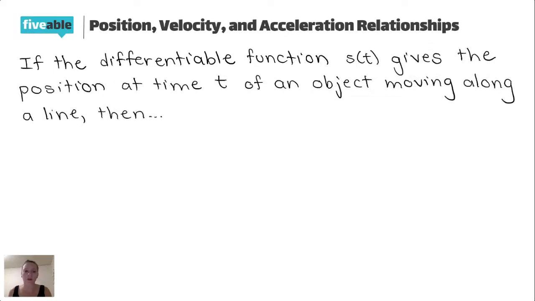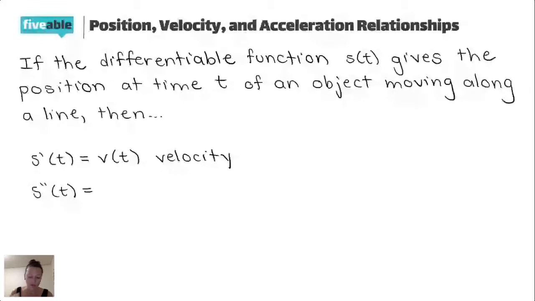then let's talk about our relationships. If we have the differentiable function s of t that gives the position at time t of an object moving along a line, then we can say the following. The derivative of our position function, s prime of t, is going to equal v of t, our velocity. And we can go one step further: if I take the second derivative of my position function, which would be the first derivative of my velocity function, I'm going to end up with a of t, which is my acceleration.